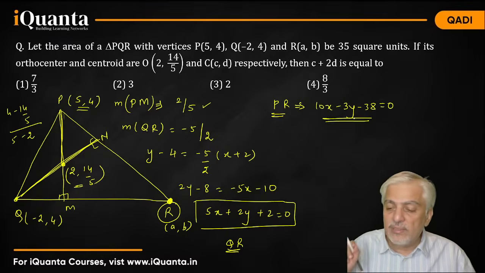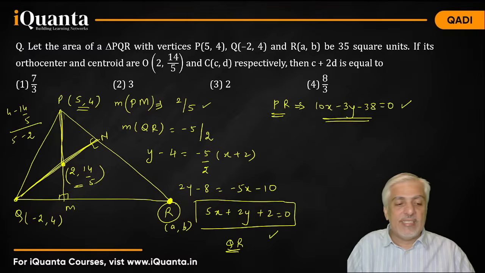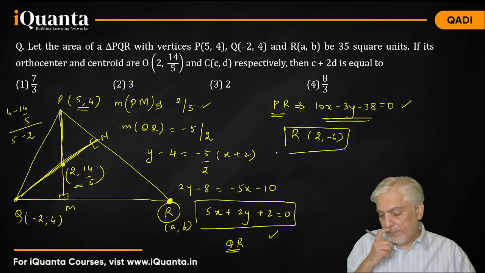We'll try and discuss the other approach also. Just wait, pay attention. If I solve these two equations simultaneously, I will get the point R, which comes out to be 2 comma minus 6. So R comes out to be 2 comma minus 6.